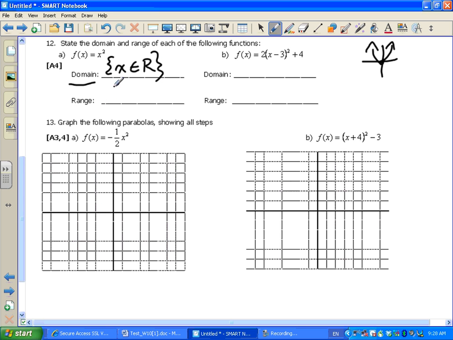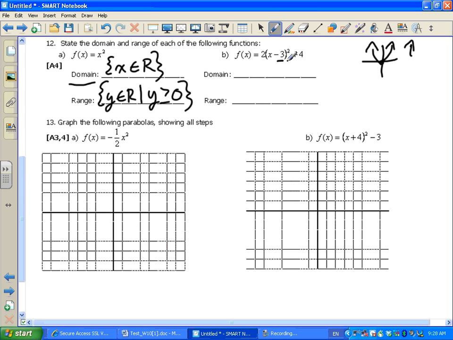Our range, though, has a limitation. Our range is y is a set of all real numbers such that, if we look at this parabola, it only heads one direction. Which way is it going? Up. So that means it is greater than what at all times? 0. We're on the origin. So such that y is greater than and equal to 0 in our range for the first one.